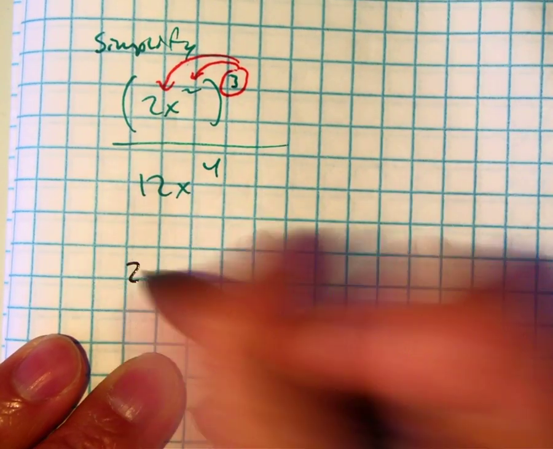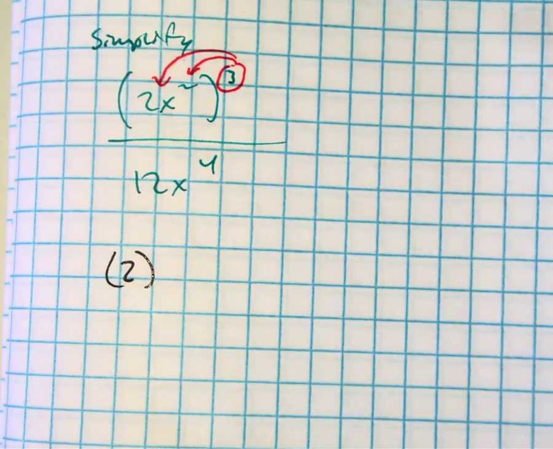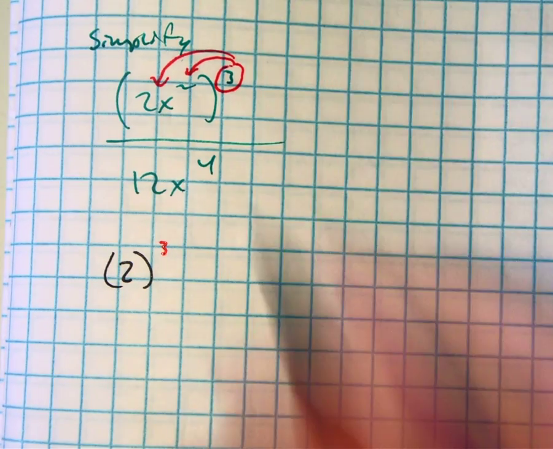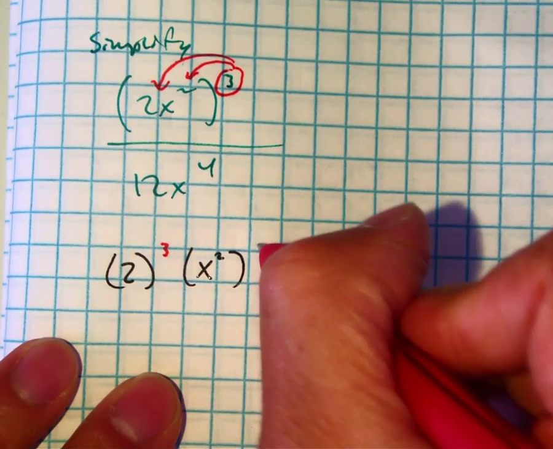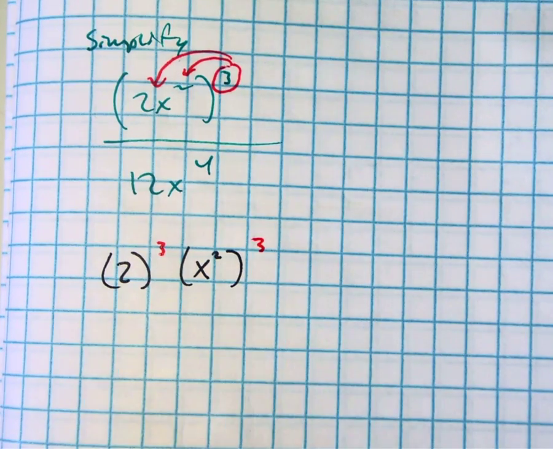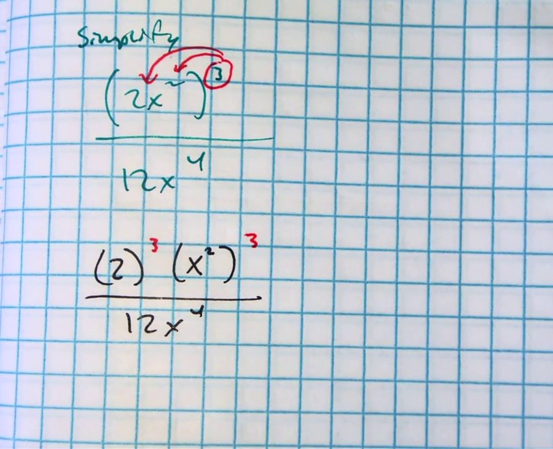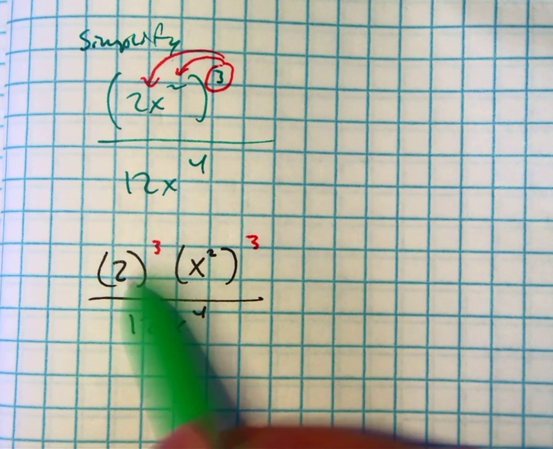This would give me 2 to the third power, x squared to the third power, all over 12x to the fourth power. And then I can go ahead and simplify. Class, what is this going to be?